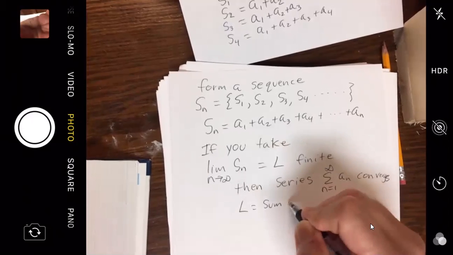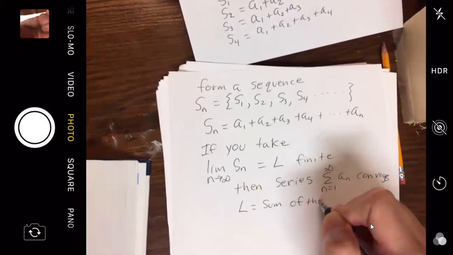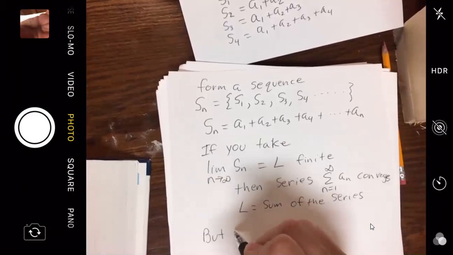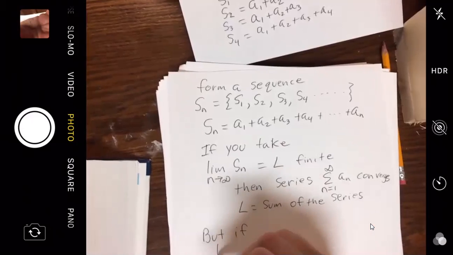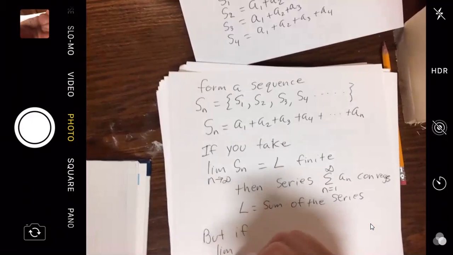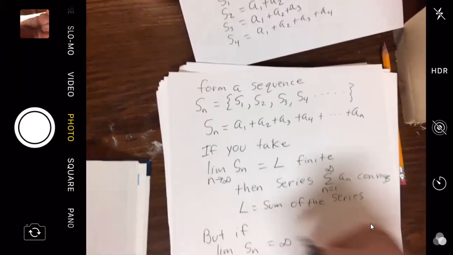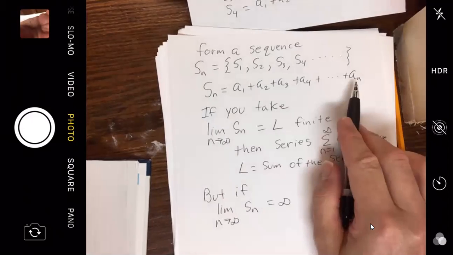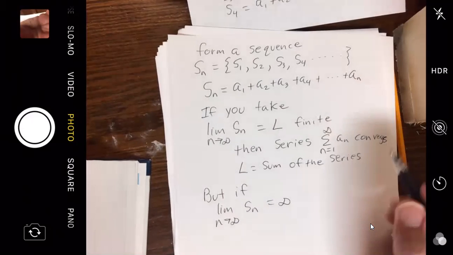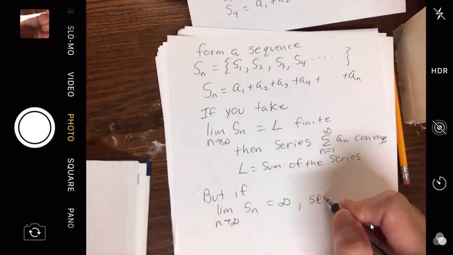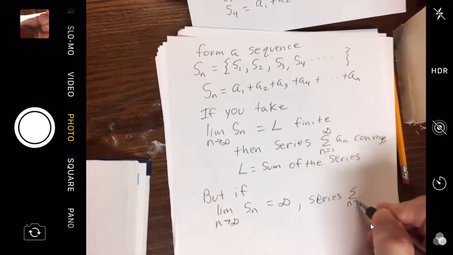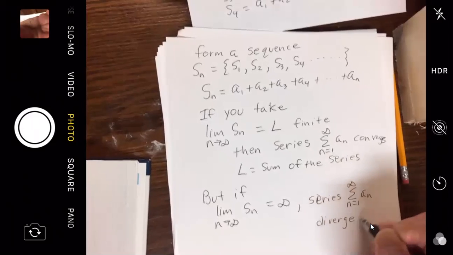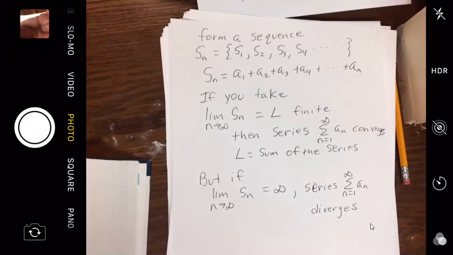They're using the letter S in the book for the series. But if your limit as n goes to infinity of your S_n is infinity, meaning your sums go off to infinity, they just add up to infinitely larger and larger, your series, summation n equals 1 to infinity of a_n, diverges. All right, let's pause here for station identification.